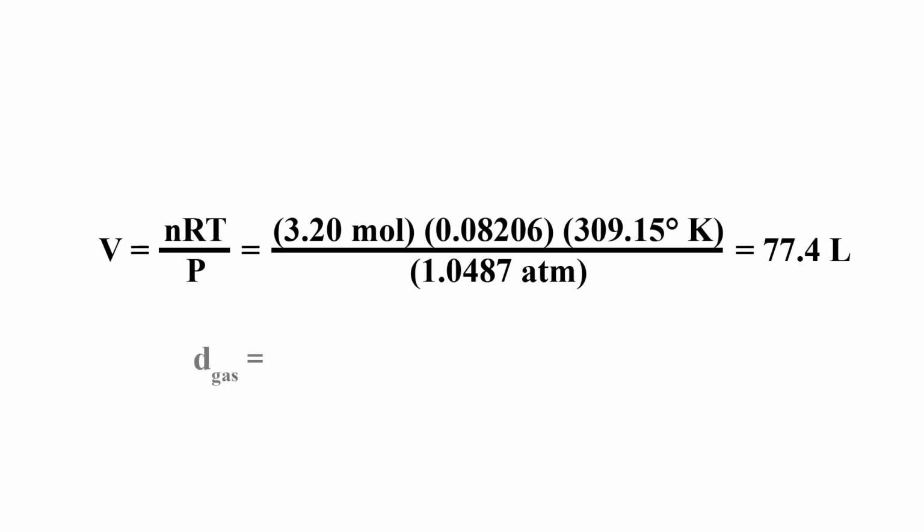Now to find the density, we divide the 8.899 grams by 77.4 liters to give us a total of 0.115 grams per liter, which is the density of our gas.